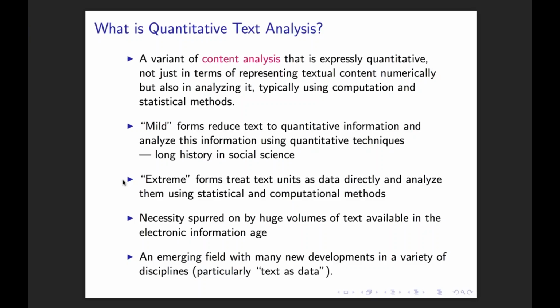Mild forms of textual analysis reduce text to some sort of quantitative information and then analyze this information using some sort of quantitative technique. So for instance, this has a long history in social sciences, such as looking at what proportion of the text talks about the economy, or what proportion of the text talks about social policy, for instance, and then using those types of quantitative information to help us get an understanding of potentially how social groups or parties or organizations might care about different topics.